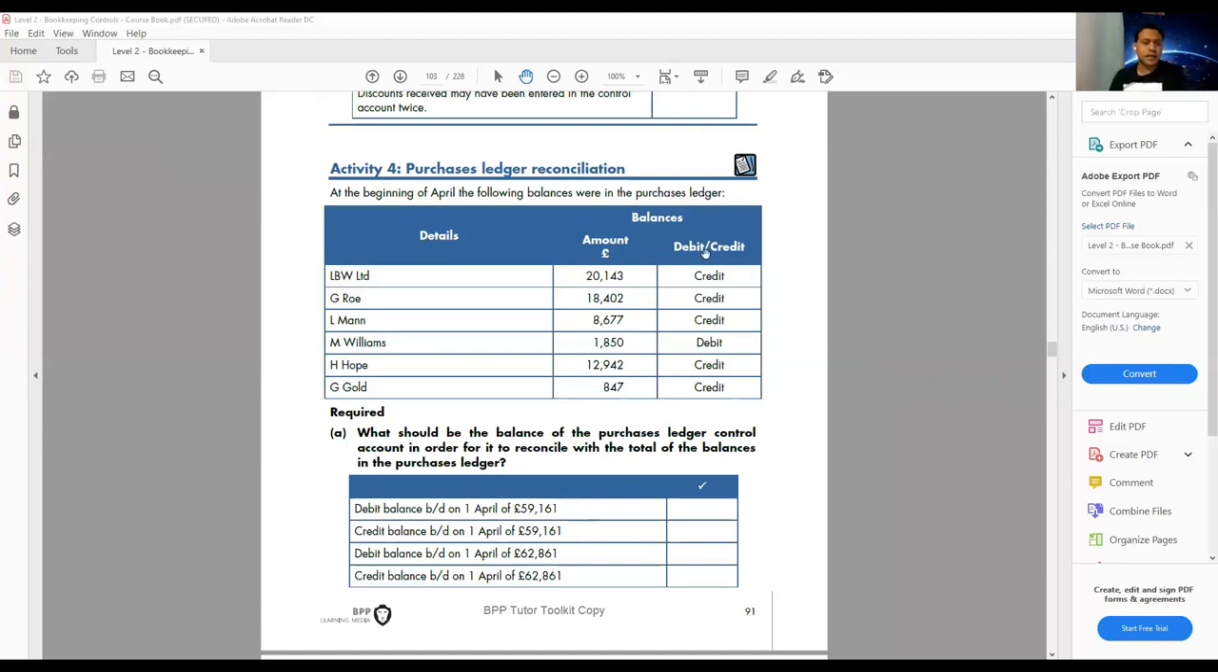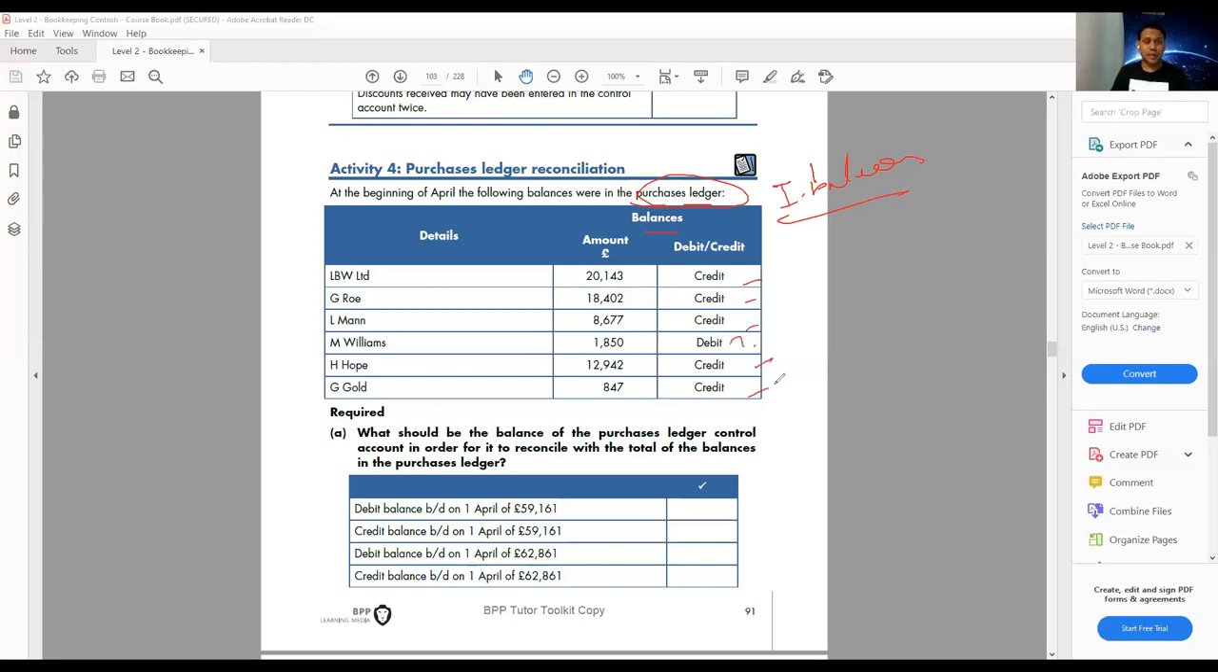So we can see here the purchase ledger reconciliation. At the beginning of April, the following balances are given. Debit and credit balances in the purchase ledger. Purchase ledger means the individual balances. Obviously, as with all of these, you're expecting a credit balance, isn't it? Because a liability balance is always a credit balance. So this is a credit, credit, credit. That one is debit. Credit, credit.